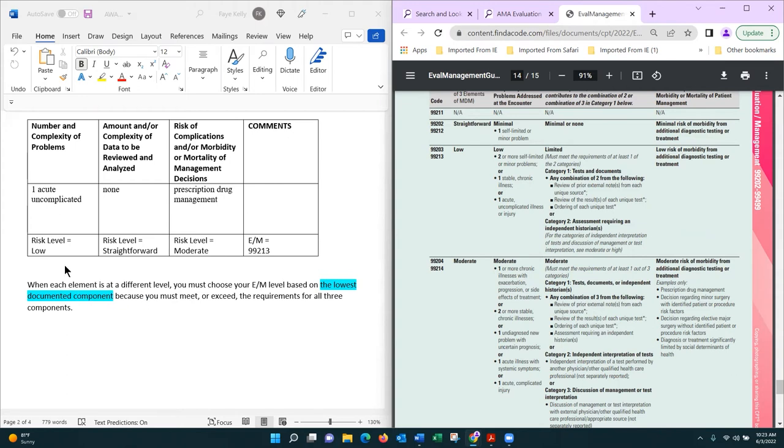When each element is at a different level, you must choose your E&M level based on the lowest documented component. We have documentation for this, and we have documentation for this. Our lowest level is 99213. You cannot assign a higher level in this type of example.